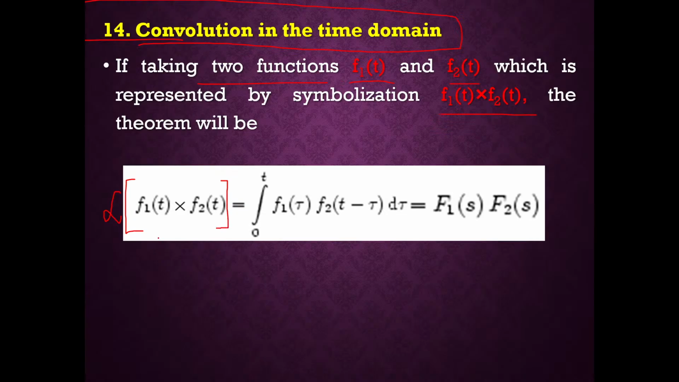If you have two functions, f1 of t and f2 of t, and you take the Laplace of their convolution, which is the integral from 0 to t of f1 of tau f2 of t minus tau d tau, then in Laplace form you will get F1 of s into F2 of s. That's it. I hope you might have written it.